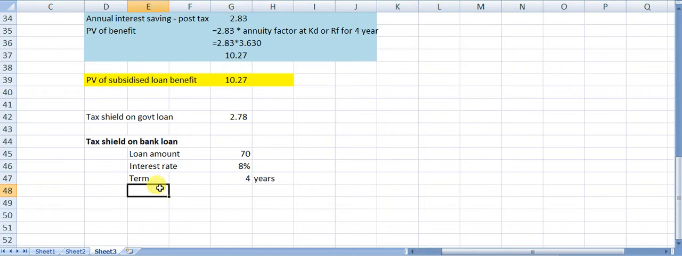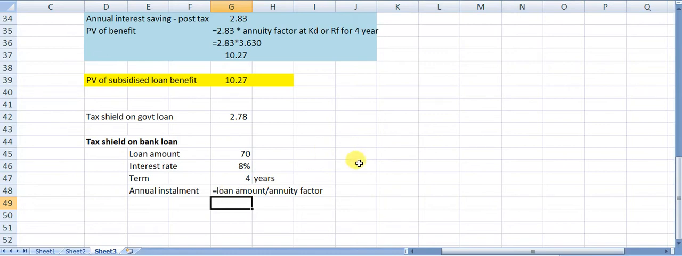So how much will be the annual installment? Annual installment will be, guys, I'll give you the formula: loan amount divided by annuity factor. This is a global formula you can use in any case whenever they say loan is repaid in equal installments.